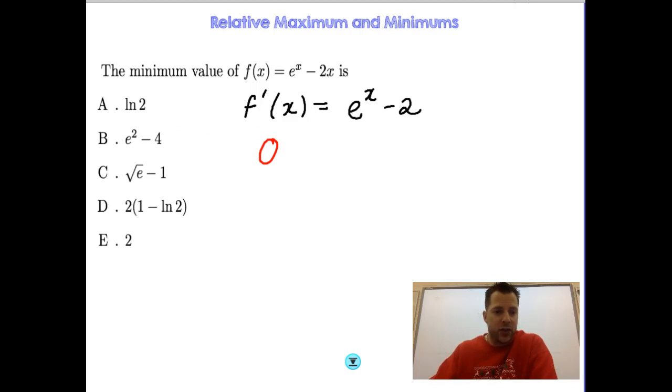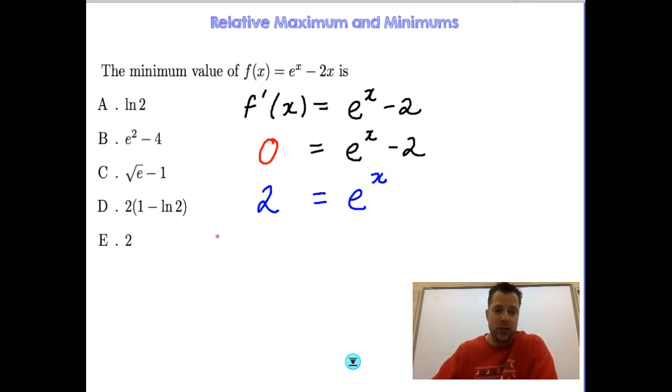We've got to find those critical values. So I go ahead and do that, and I have e to the x minus 2. Well, now you got to reach back to trig and exponential. So we're going to swing the 2 over, so we're going to have 2 equals e to the x. So you're not done here. You have to get x by itself.